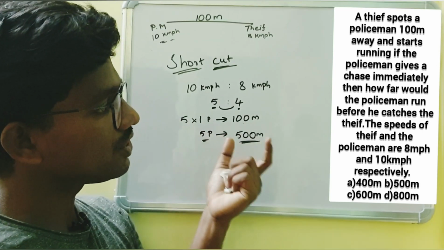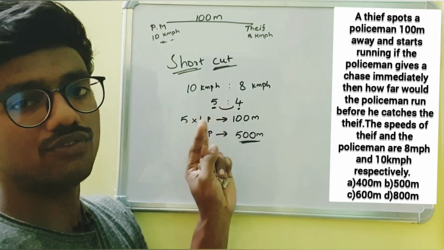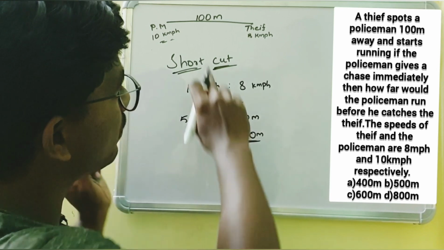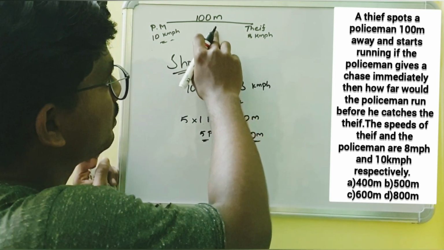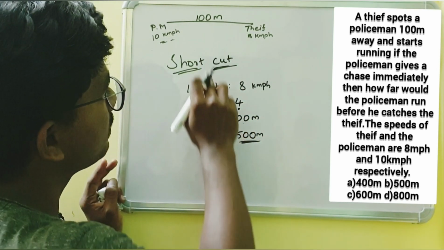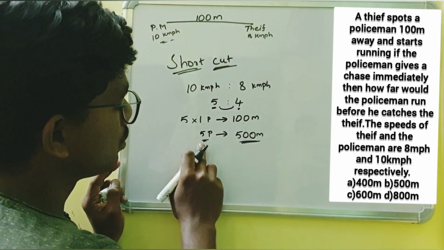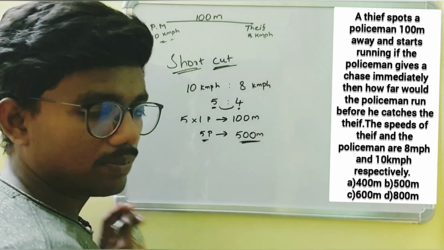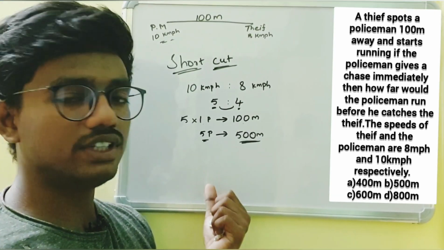By seeing the question, we have to take this ratio 5:4 directly, and the difference in the ratio is the difference traveled, the distance difference. So here one part distance difference is 100 meters. So what is the distance traveled in 5 parts? So directly we can obtain the answer. So we have to follow this shortcut.